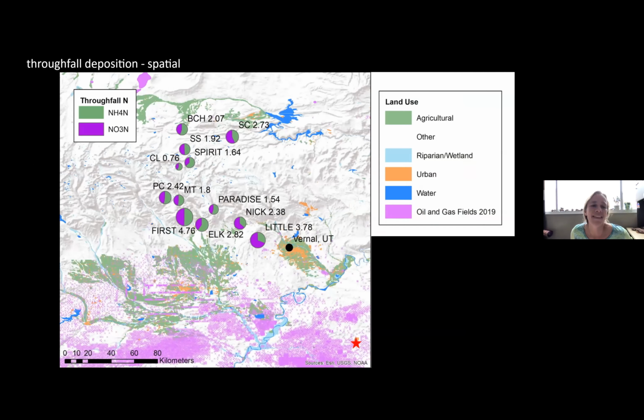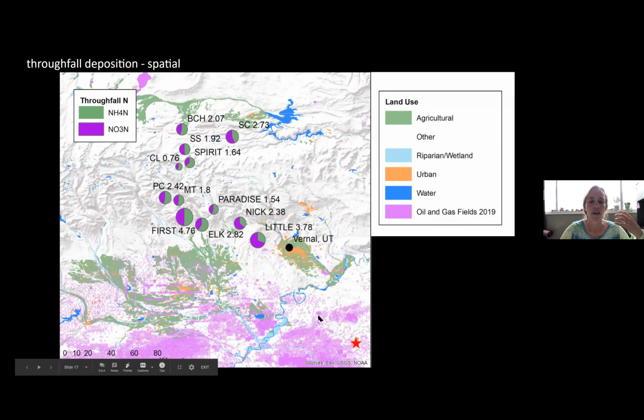We can also look at the spatial pattern of through-fall deposition. If you look at national models like CMAQ and TDEP, these broad models predict that more nitrogen will land in forests at high elevation in this region, which is the opposite of what I actually measured. I measured more nitrogen deposition at the low elevation sites.